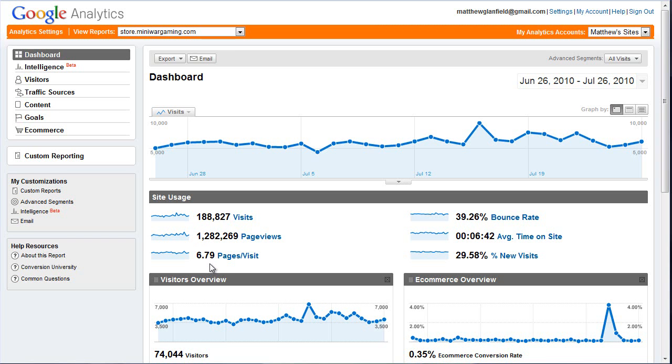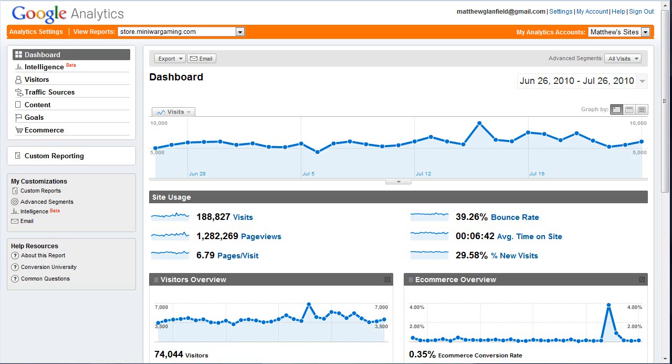On average, 6.79 pages per visit, a 39% bounce rate, 6 minutes and 42 seconds average time on site, and 29.58% of those are new visits. Now the bounce rate is a little off because I have some software installed that throws that number off, but it doesn't really matter because I look at other stats anyways.